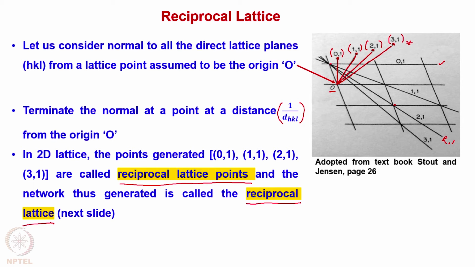So, in this particular case, we have a two-dimensional network, and then we have a set of planes. I have one fixed origin, and from that fixed origin I am dropping a perpendicular to each one of those planes, terminating the perpendicular at a distance 1 by d_hkl, and then the point of termination is marked as a point which corresponds to a direct lattice plane. So, these lattice planes are now converted to lattice points in the reciprocal space, and that is why these are called reciprocal lattice points. And if we construct the same in 3 dimensions, it will generate a 3D network, and it will be called the reciprocal lattice.